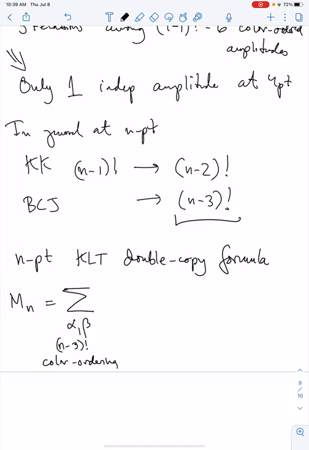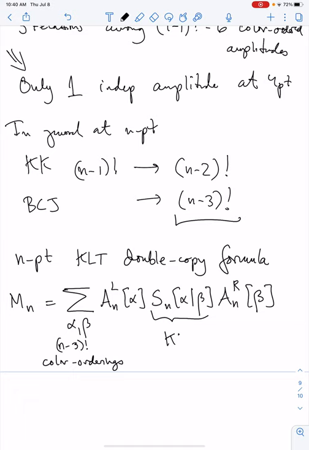So n minus 3 factorial alphas and n minus 3 factorial betas. And then it takes the left sector amplitude with color ordering alpha, multiplies it with a kernel, which depends on the Mandelstam variables, and then multiplies that with a right sector amplitude with color ordering beta. And again, this object here is what I'll refer to as the double copy or KLT kernel.